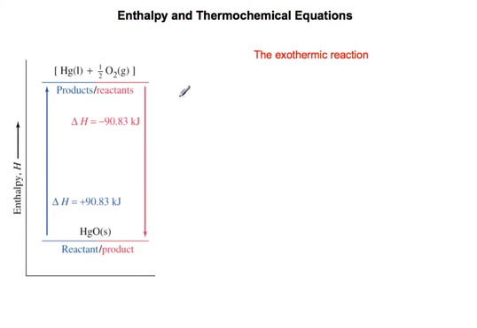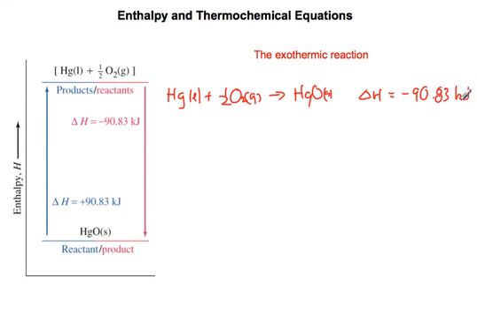To write that as a thermochemical equation, we just write the reactants, mercury liquid plus 1/2 O2 gas, yields mercury oxide. Then we simply write the delta H term with the appropriate sign. So delta H equals negative 90.83 kilojoules. Negative, so it's critical you remember the negative sign.